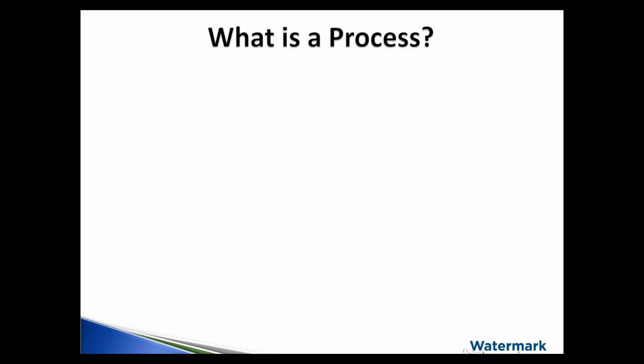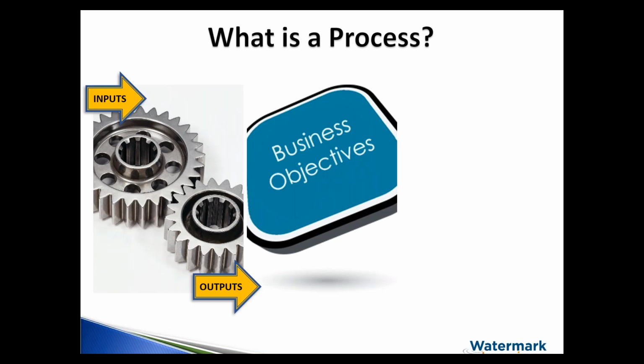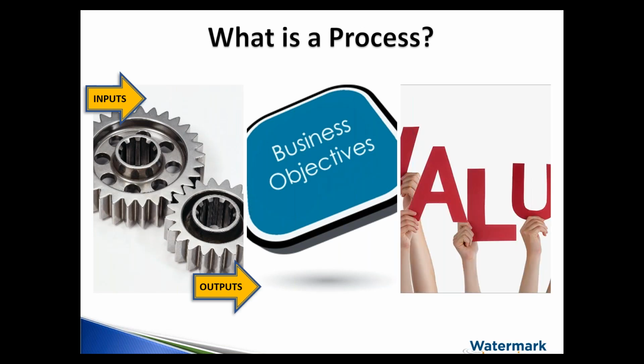So first of all, we all have to agree on what a process is. We're going to start with the basics, and then we're going to build from there. A process takes inputs, adds value to those inputs, and transforms those inputs into outputs. Hopefully those outputs meet our business objectives and, most of all, add value to the organization. One of the things we need to do when we're doing process improvement is focus on value. If a process is not adding value, then we have to question why it exists.